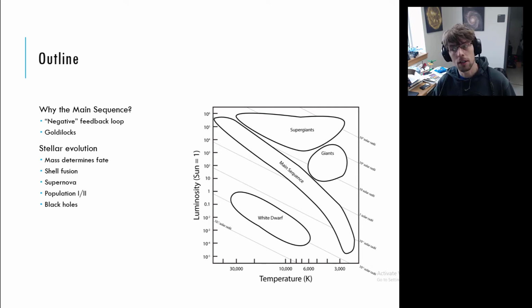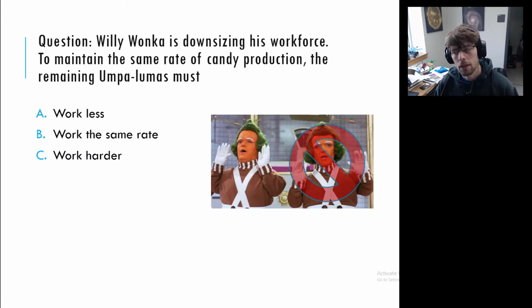Okay, let's get cracking. So I have a question for you, first of all. Here it is. Willy Wonka is downsizing his workforce. And the question is this: to maintain the same rate of candy production, the remaining Oompa Loompas must, go ahead, take a minute, think that over.